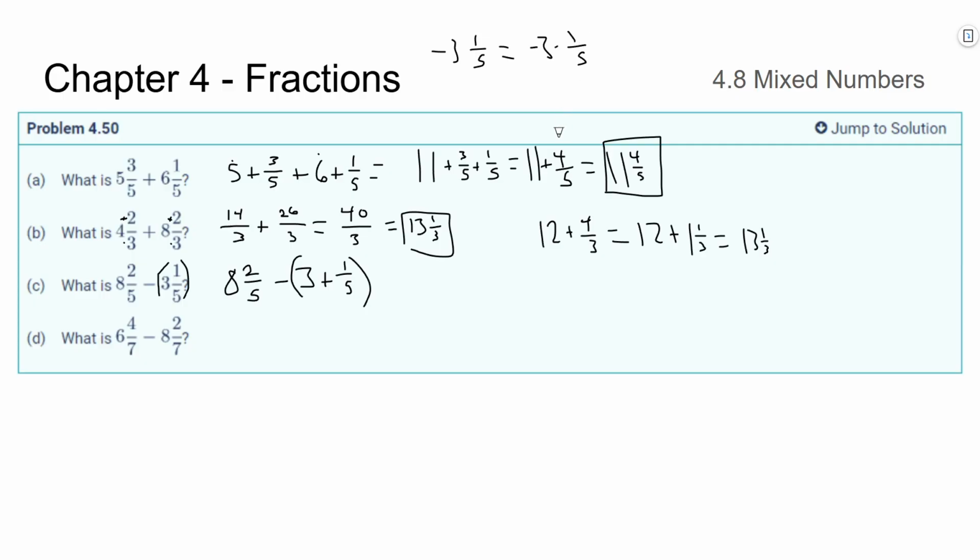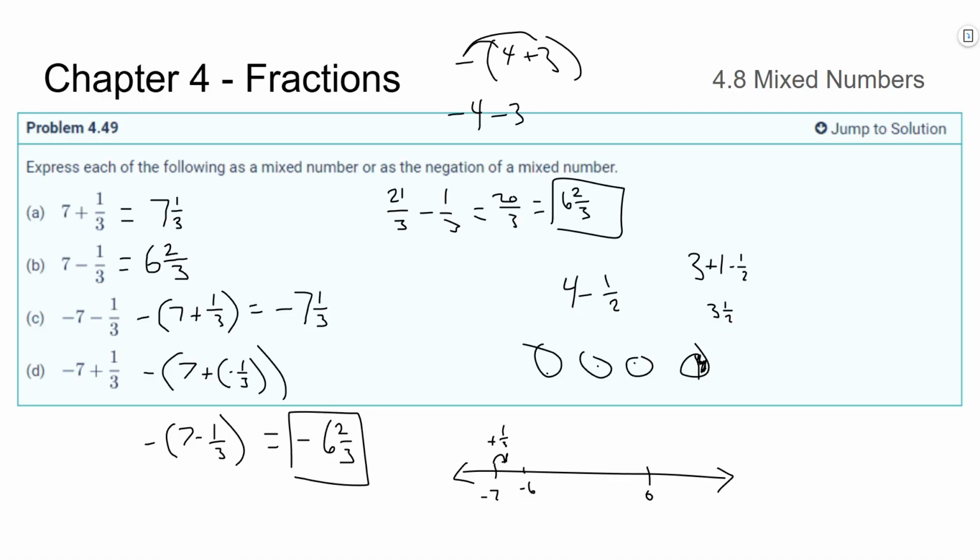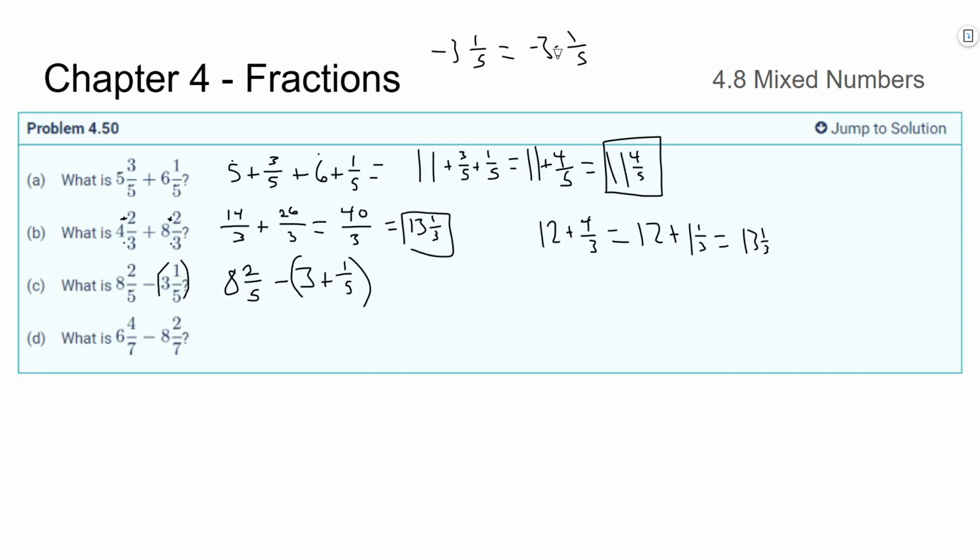All right, we saw that in the last slide, that right here. So -7 minus 1/3 would be -7 1/3. So if we were to split it up, it would be -7 minus 1/3. Same thing here. So that minus does apply to the entire mixed number. If you forget that, then you do -3 and then plus 1/5, and you get the wrong answer.